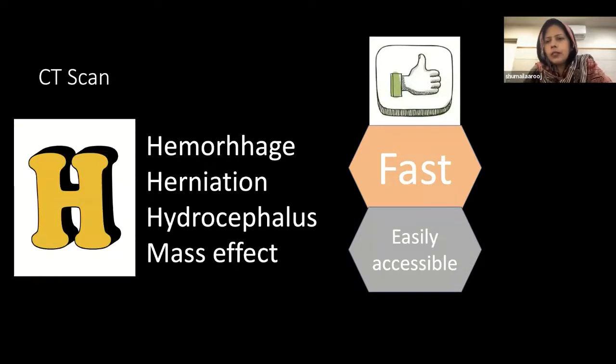CT scan is performed initially when a patient presents with certain neurological symptoms, and with the help of CT we can pick up hemorrhages, herniations, hydrocephalus, or mass effect. Why CT is performed in most centers is, number one, its availability. MR is not available in every corner of the country. CT is mostly available, so it is performed as the first line of investigation. The other reason is that it is fast and easily accessible. The patient does not have to cooperate much because it's a very quick examination.